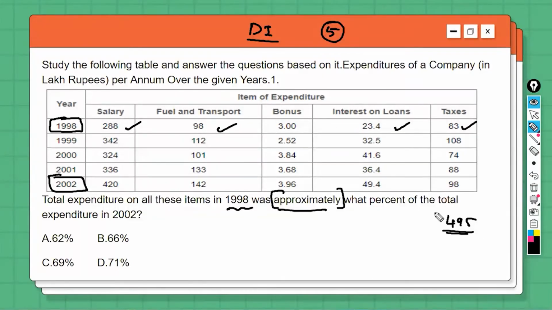Are you guys able to follow my addition logic? I've just not used something like this. 288 plus 98 will take a lot of time. I know that, so I'm just trying to do it a little bit faster.